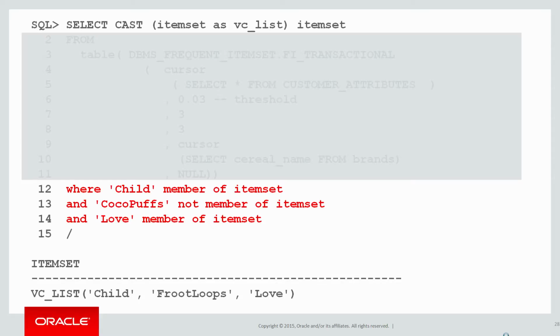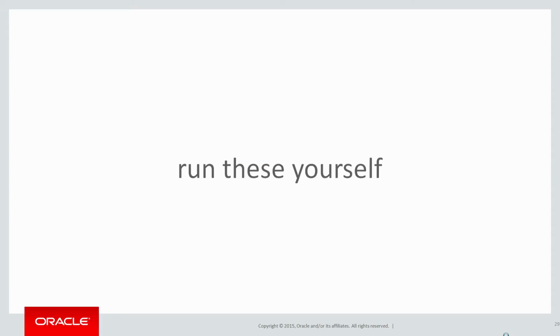We're simply saying we want a child, we don't want Cocoa Puffs, and they have to love the product. And we get one result, child, Fruit Loops, love. So we know that the answer to this question is a child will like Fruit Loops if we're not given the choice of Cocoa Puffs. Now we probably knew that anyway because they're both full of sugar, but you get the idea. You can run these yourselves by clicking on the live SQL link below.